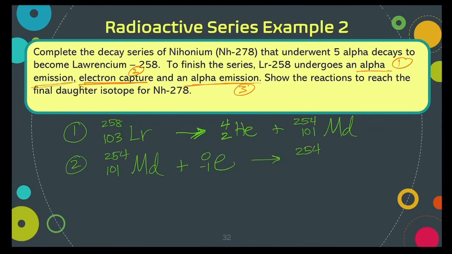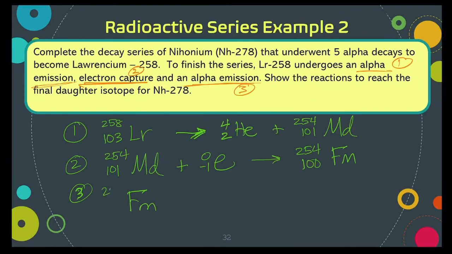The mass will remain unchanged, 254. But at the bottom, 101 minus 1 gives us 100. So take a moment, look it up on your periodic table. 100 belongs to fermium, FM. So now we're on our final nuclear reaction for this series.